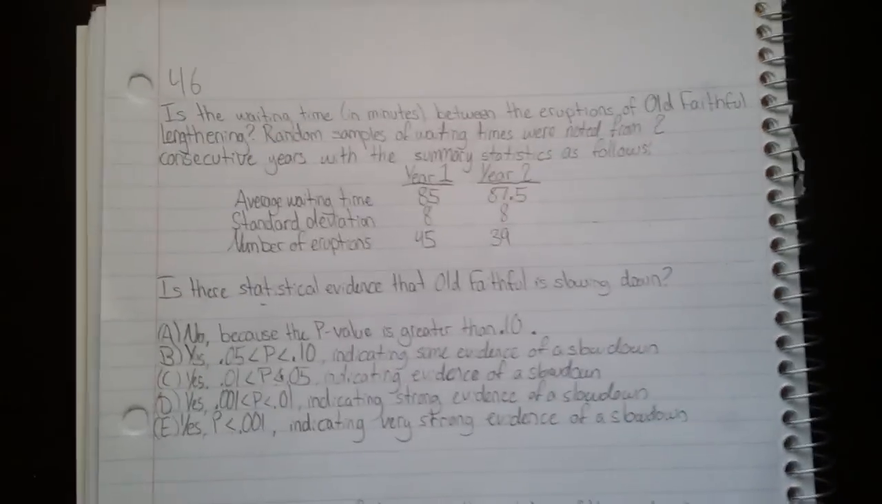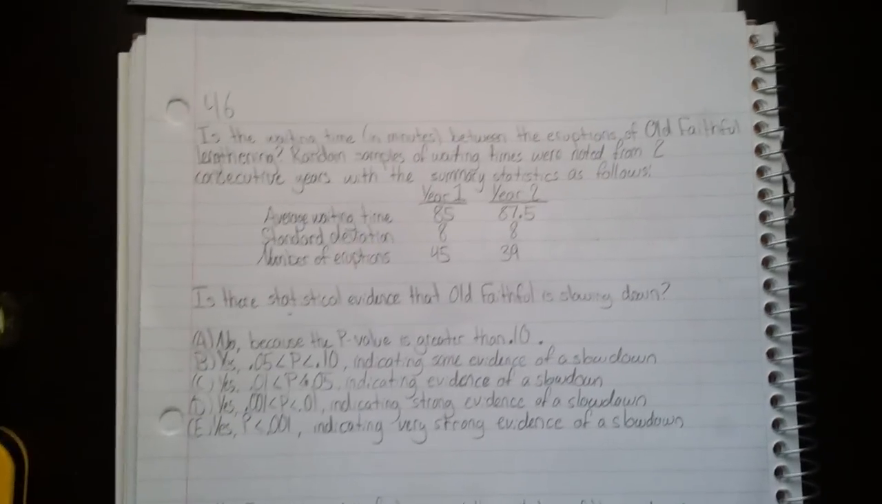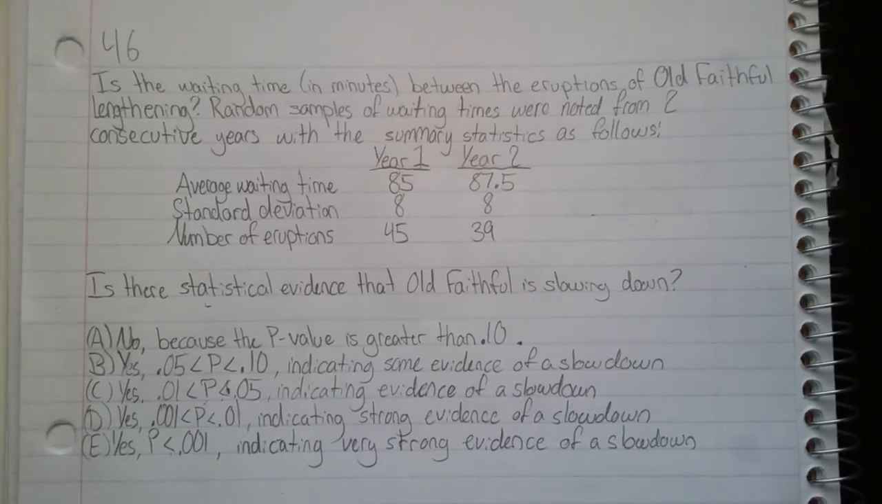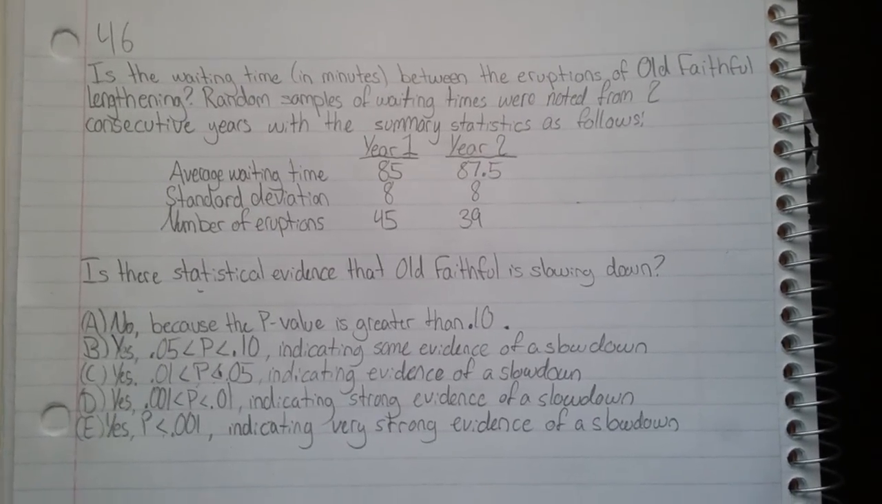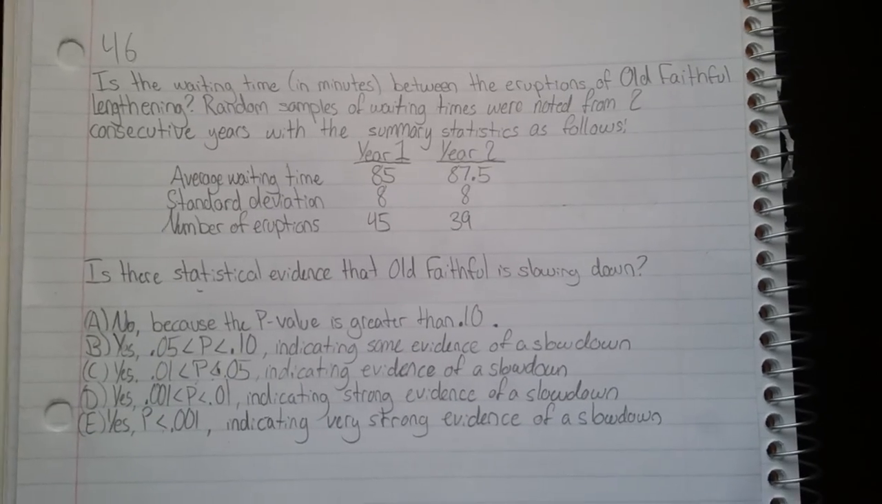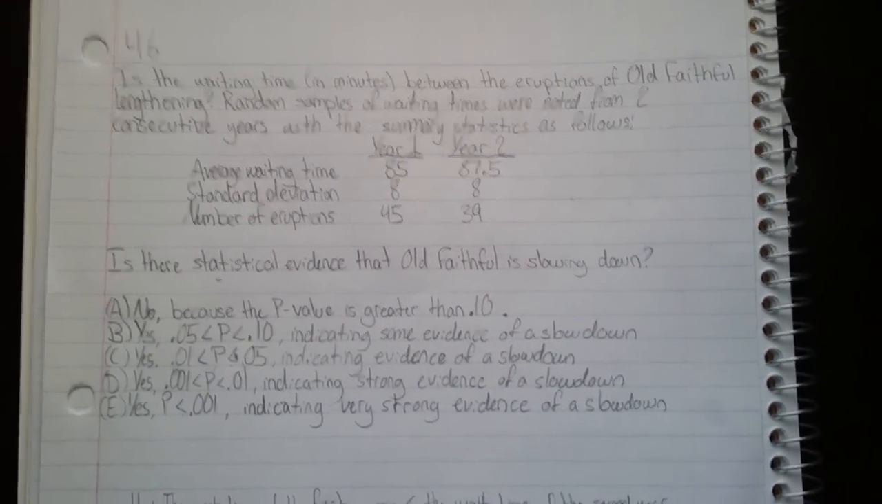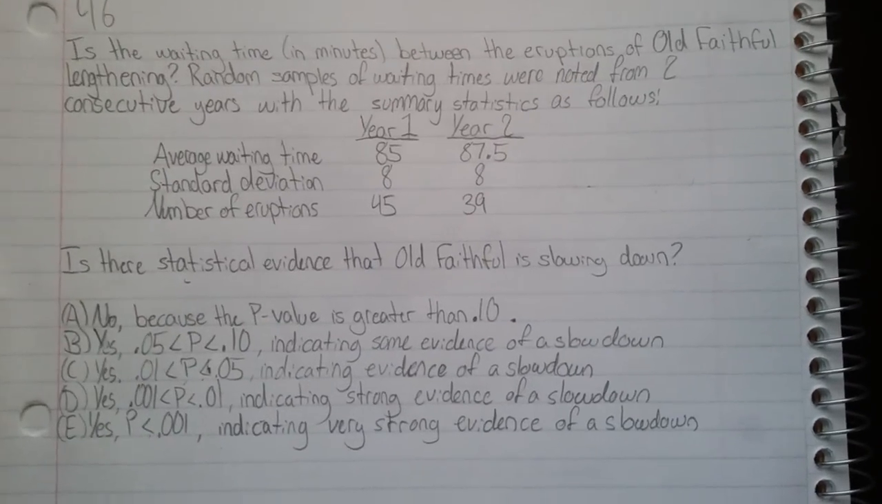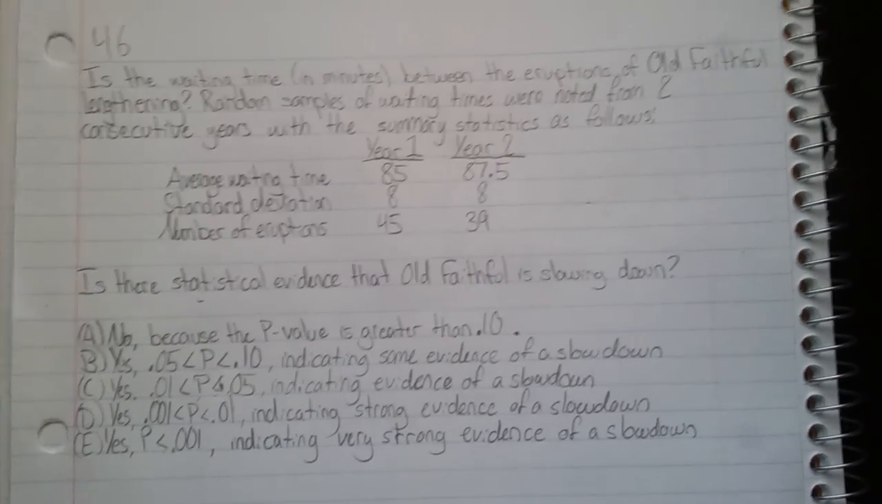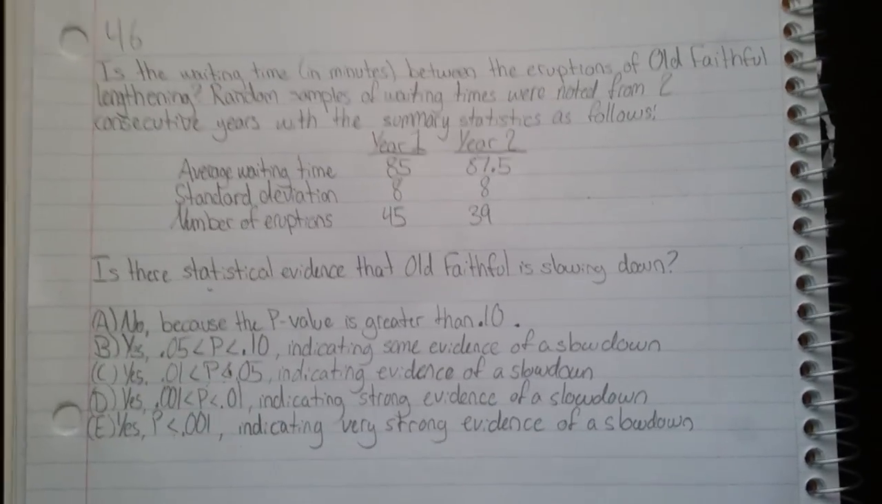Hello, I did mixed multiple choice question number 46, and I copied down exactly what was on the card, and it says, is the waiting time in minutes between the eruptions of Old Faithful lengthening? Random samples of waiting times were noted from 2 consecutive years with the summary statistics as follows. The average waiting time of year 1 being 85 minutes, the standard deviation being 8, and the total number of eruptions counted being 45.